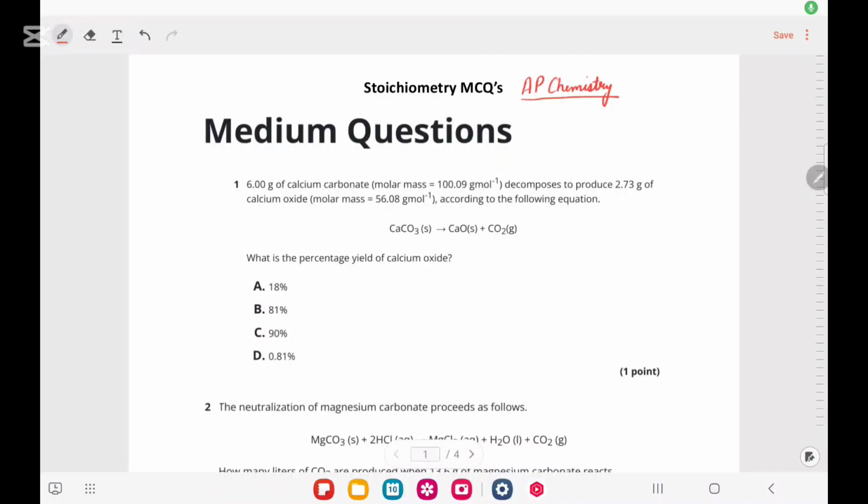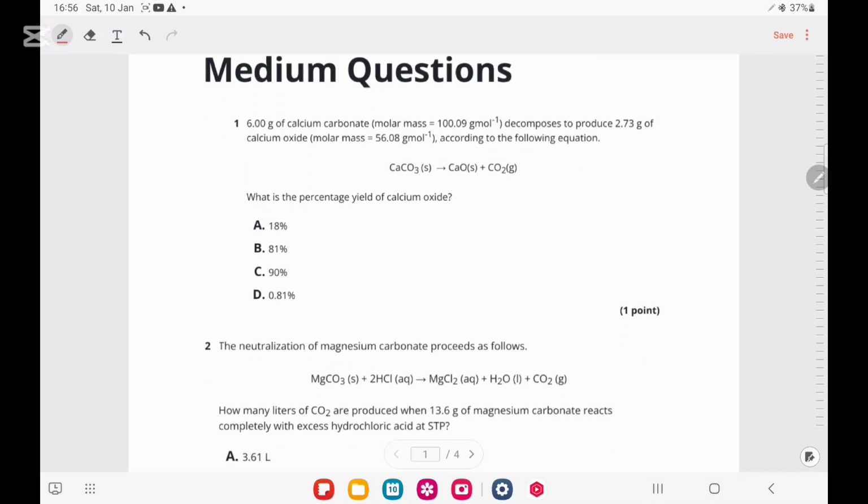In this video, we are going to attempt some multiple choice questions related to stoichiometry for AP Chemistry. The first question says that 6 gram of calcium carbonate decomposes to produce 2.73 gram of calcium oxide according to the following equation. What is the percentage yield of calcium oxide?